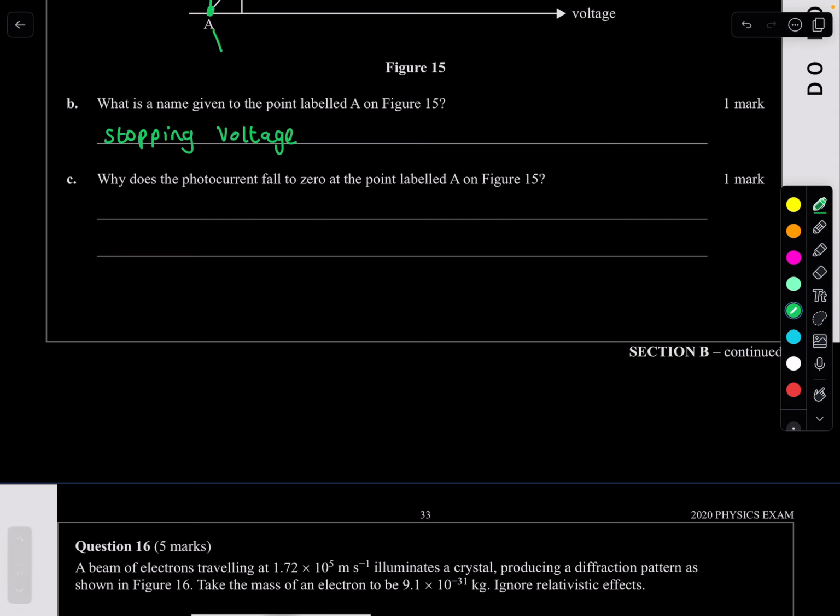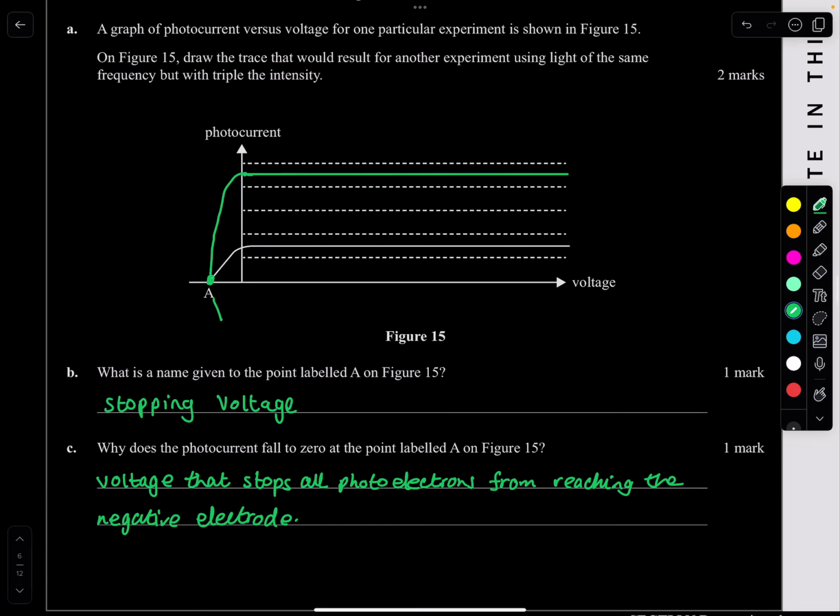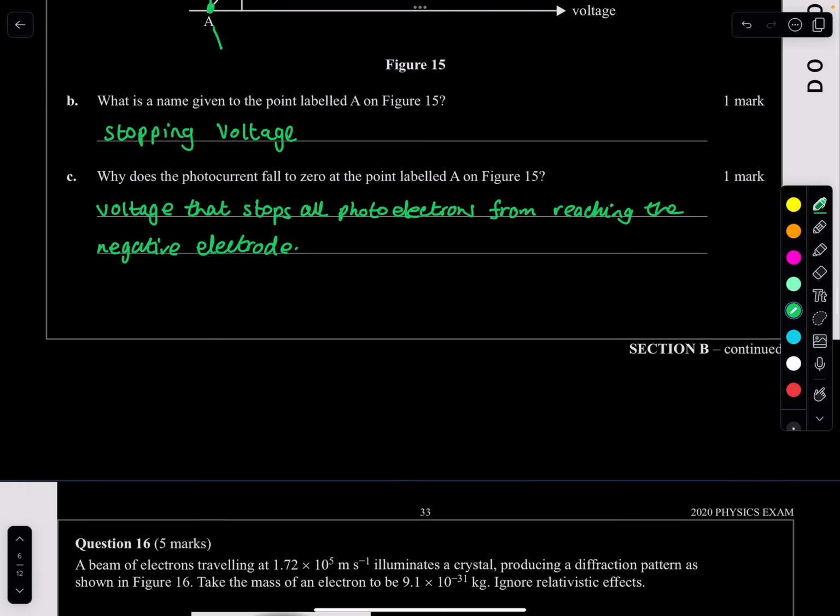So let's write that down. We can say: voltage that stops all photoelectrons from reaching the negative electrode. There we go, and I think that's it. You don't have to go into detail, it's only 1 mark. I hope that makes sense.